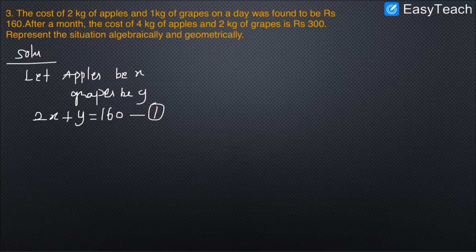So what is the second situation? The cost of 4 kg of apples and 2 kg of grapes is rupees 300. Let's write the second equation: 4 kg apples plus 2 kg grapes equals 300. So this is the second equation. Here we just represented the situation algebraically. Let's move on to the geometric method.